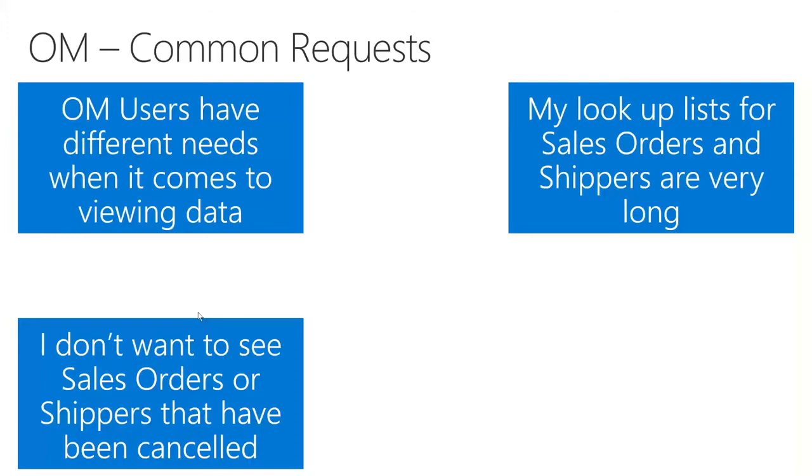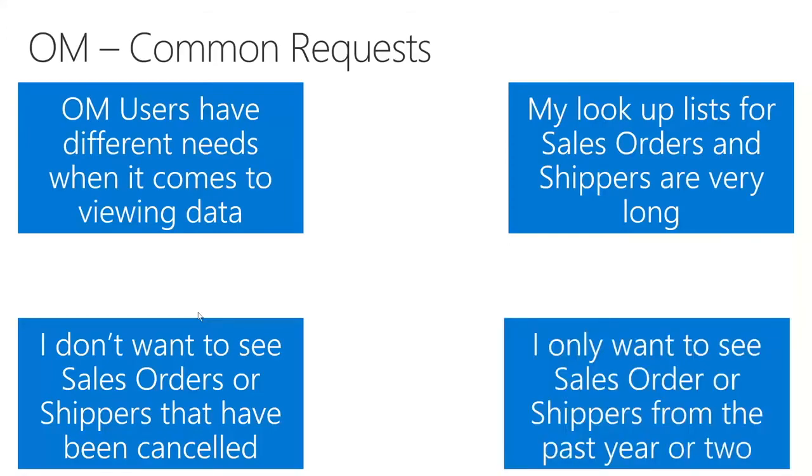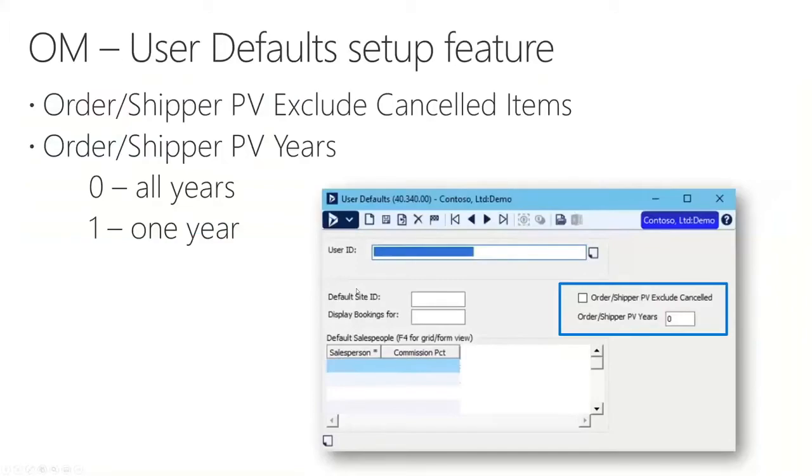Or maybe Dan as manager says, well, no, I can see the canceled orders. There might be a reason I need to pop it open at a later time and take a look at it. Another one was, I only want to see the things in the sales order and shipper screens that are current, maybe the past year or two. I don't want to see something from 5-10 years ago. I might say that, but Dan might say, no, I need to be able to pull up any of them at any time. And so we wanted to allow those same things to coexist in one area. And that's why we added these two new fields in this screen called the user default screen.